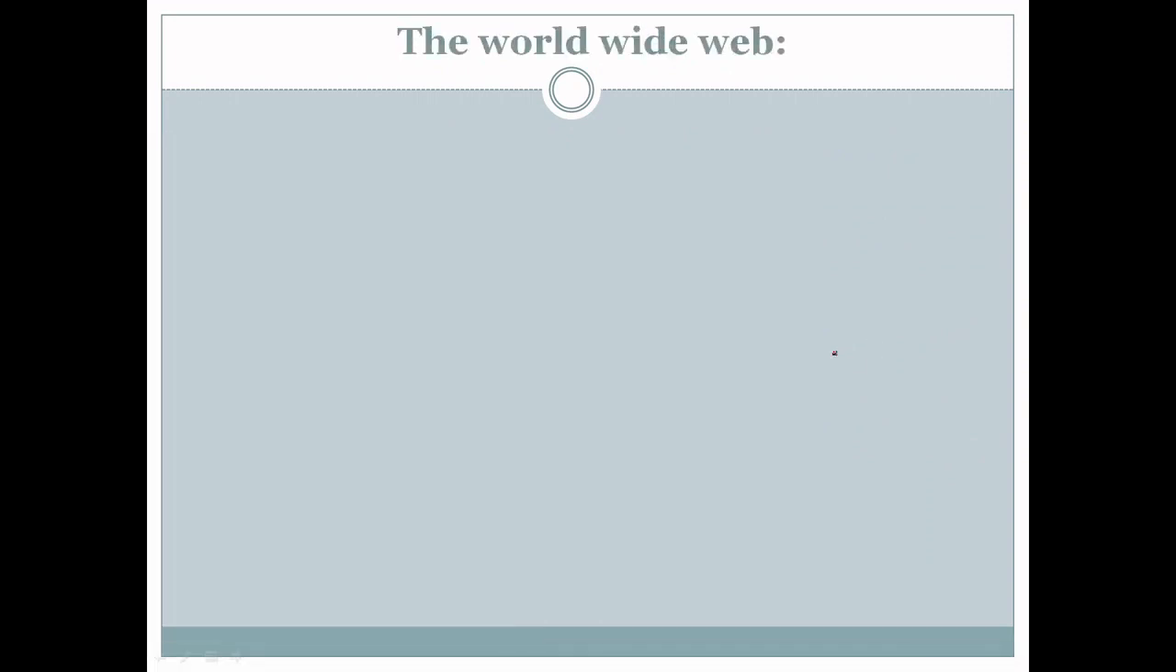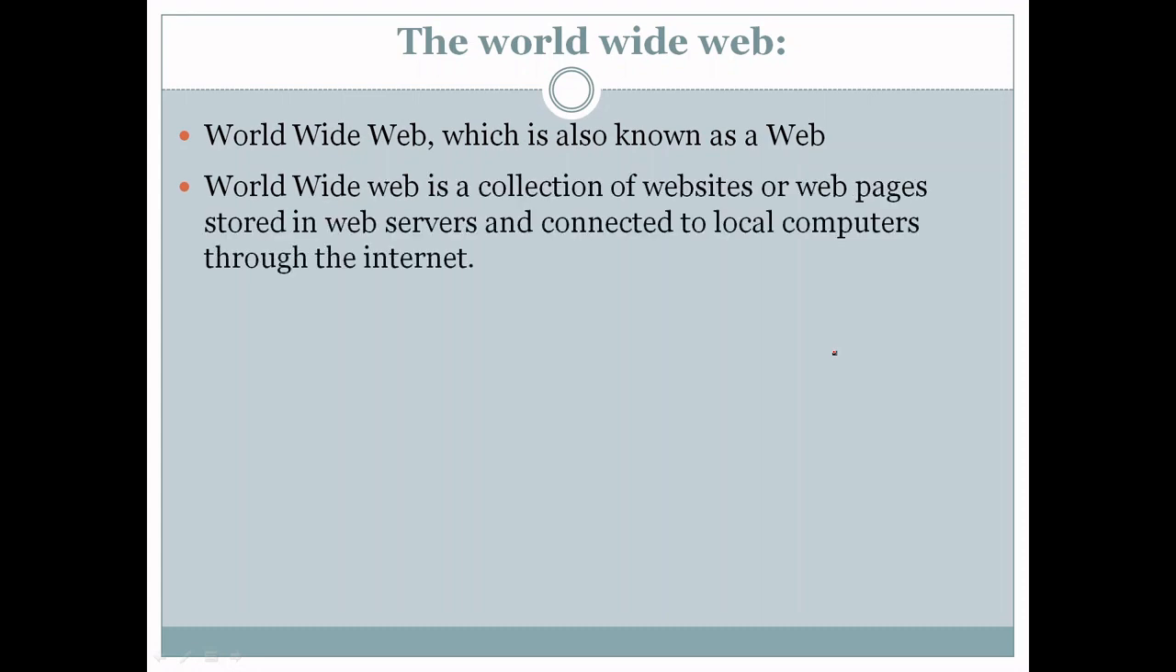Then what is World Wide Web or WWW? World Wide Web, which is also known as simply the web, or we also call it WWW, is a collection of websites or web pages stored in web servers and connected to local computers through the internet. So World Wide Web is nothing but a huge collection of websites or web pages which are stored on the web servers. We can access these web pages or websites with the help of internet.